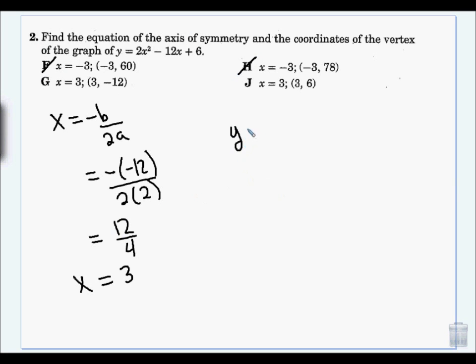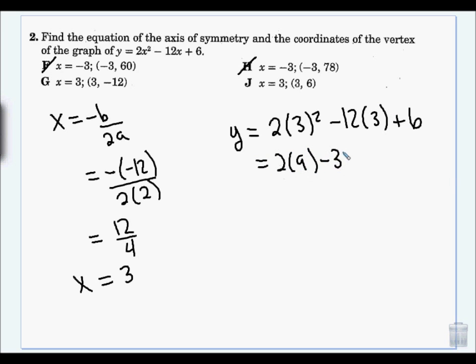So for my y coordinate, I plug in that 3. So I get 2 times 9 minus 36 plus 6. So I get 18 minus 30. So that's -12. So I have 3, -12. So it's G. Questions on that one? Okay.